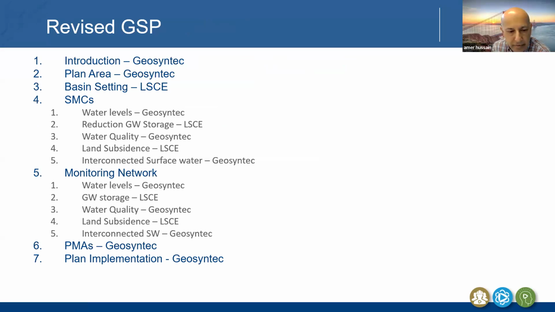This is just to make sure that everyone understands that we're all working together, the LSCE team and Geosyntec. Again, very similar to what I said about Thule, this indicates who's the lead on a particular chapter of the GSP. But the other consultant is working very closely with the lead, so that, for example, if LSCE is writing basin setting, we're working very closely with them and having regular meetings with them on each one of these topics. And if we're the lead, we're having back and forth exchanges with them as well. So this is very much a coordinated effort.